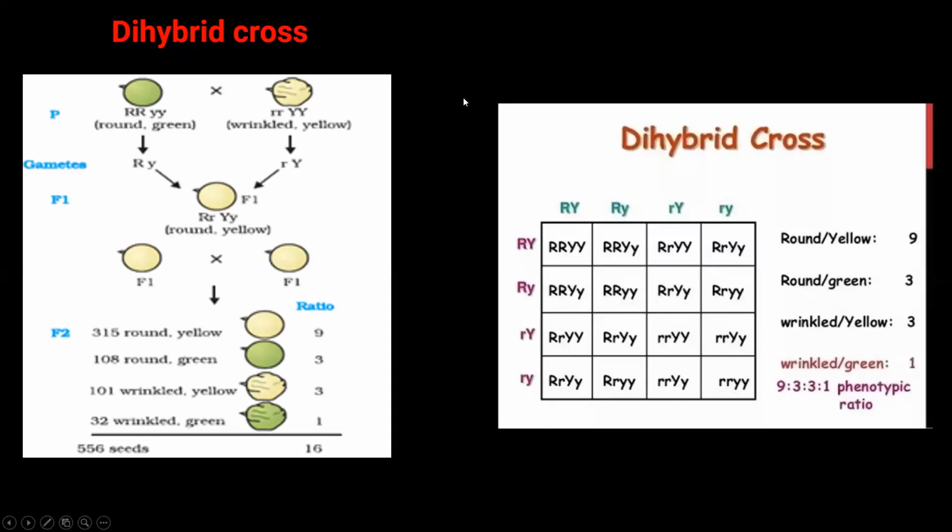You can see here literally the same thing. This is the phenotypic ratio, this is the Punnett square, and this is just a pictorial representation. The parent was round and green, the other parent was wrinkled and yellow, and in the end you got this one and this one. These two are new ones.